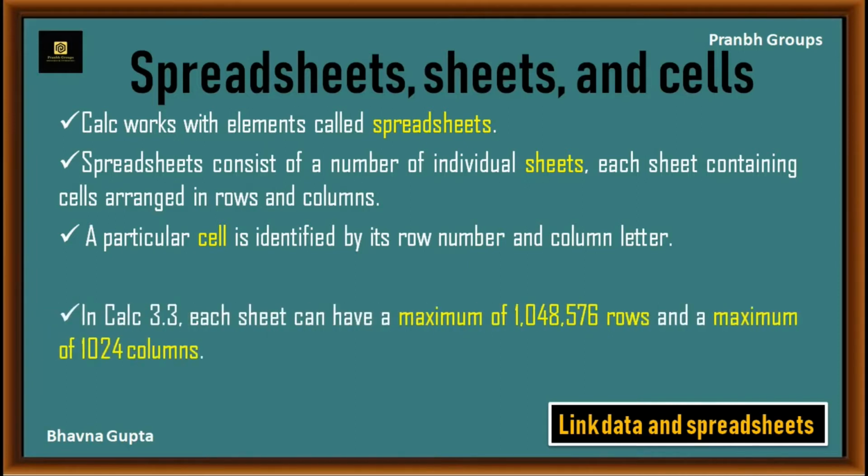In Calc 3.3, each sheet can have a maximum of 1,048,576 rows and a maximum of 1,024 columns.